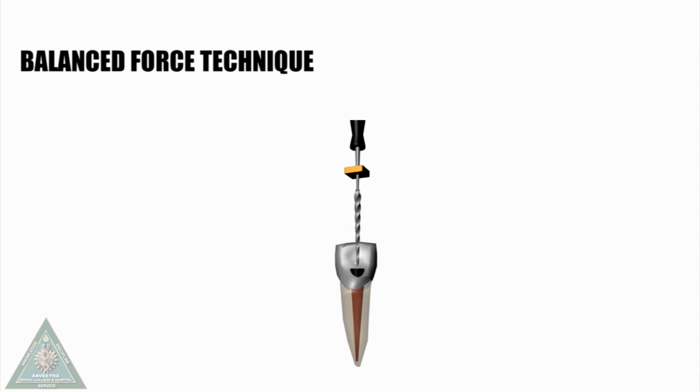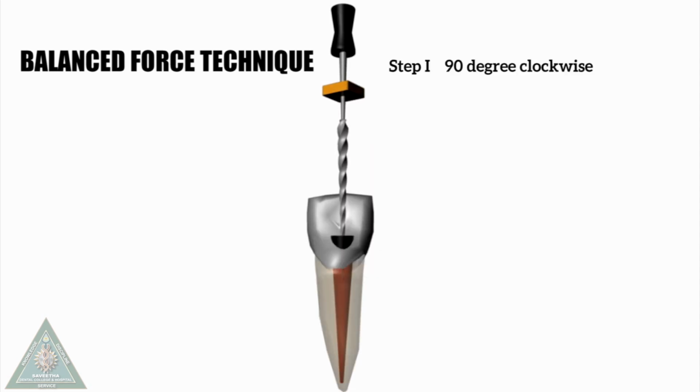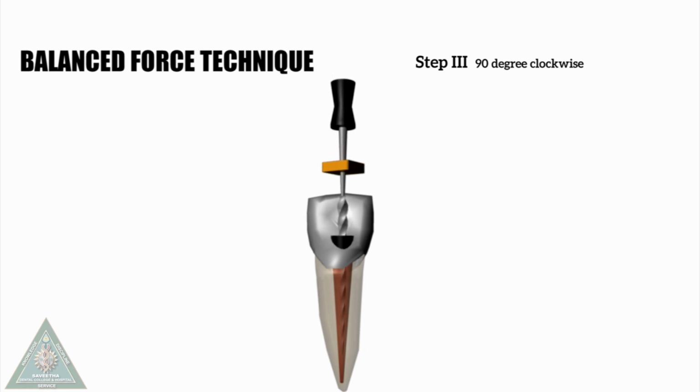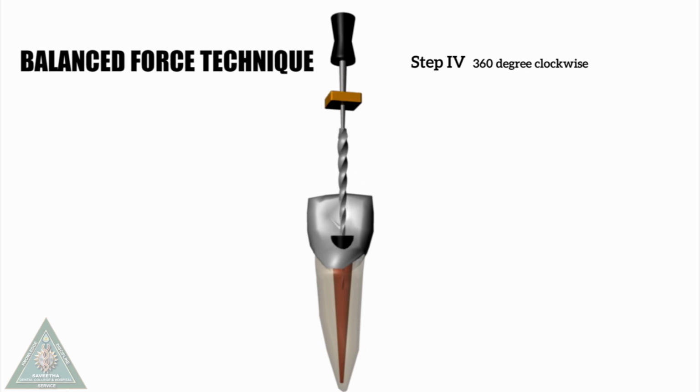Balanced force technique. This technique can be divided into 4 steps. First, after insertion, the file is rotated 90 degrees clockwise using light pressure. Then, the instrument is rotated 180 degrees to 270 degrees counterclockwise with pressure to resist the instrument backing out. The third step is similar to the first step and advances the instrument more apically. In the final step, the instrument is gently pulled out of the canal with clockwise rotation.